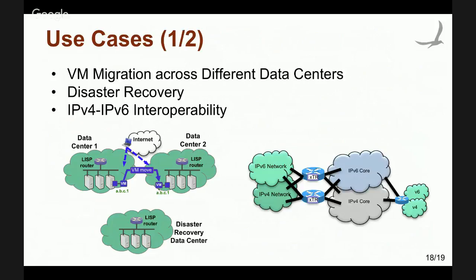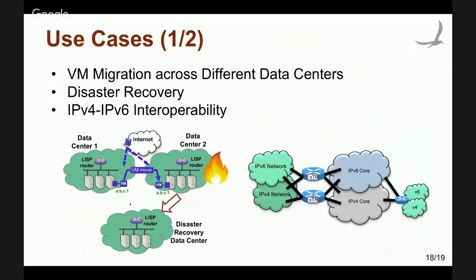Another scenario would be if a disaster occurred at a certain data center, then you can move all the resources to the disaster recovery data center, and this can be easily realized just by changing the mapping information in essence. The assumption here is we always synchronize all the data between data center 2 and the recovery data center. And another use case would be IPv4 and v6 interoperability.